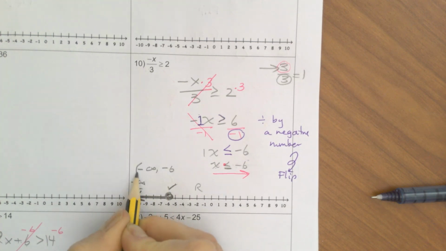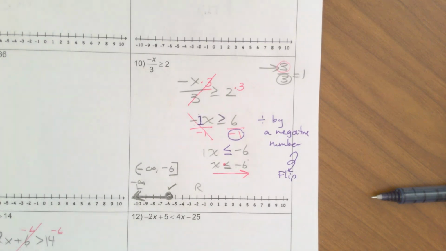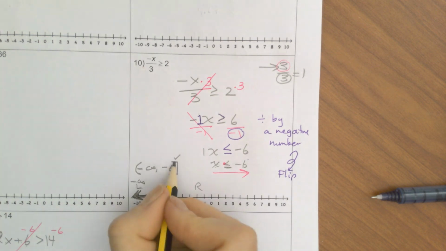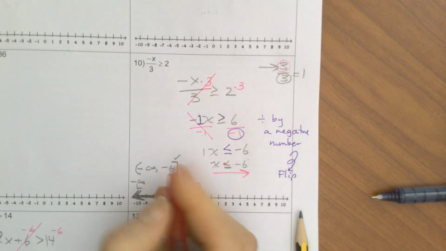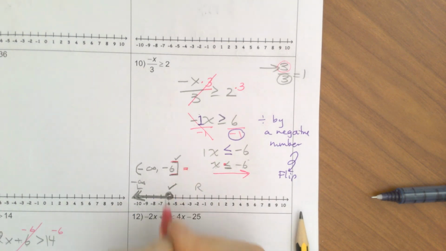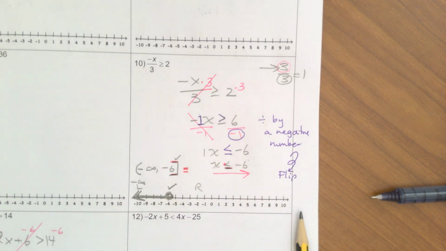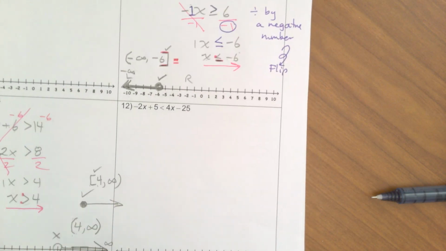Infinity is always round, and we want the 6, so it has to be a square bracket. That tells me I want it. I always remember because this and this together look like an equal sign. Okay, when we have an equal sign, we have this. Okay, that can help you remember. All right, let's do number 12.